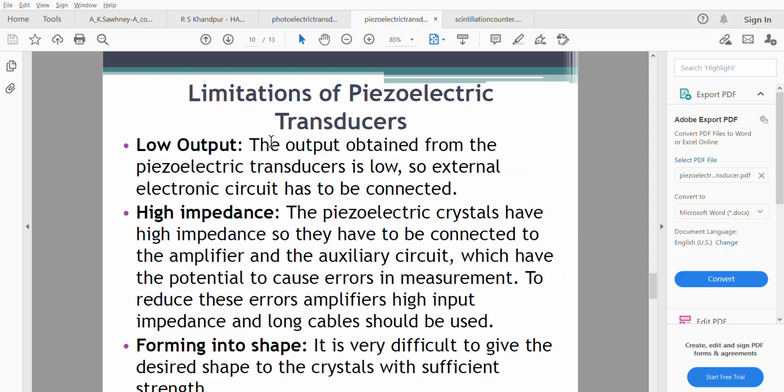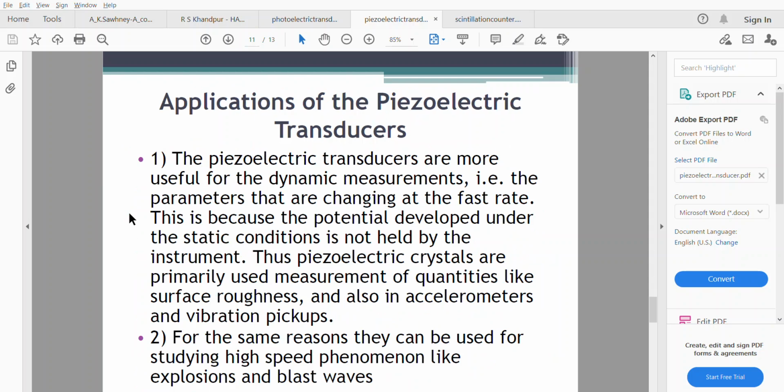The limitations: since it has low output and high input impedance, it requires a sufficient amplification circuit to faithfully reproduce the electric charge from the crystal. Forming into different shapes is a problem for naturally occurring crystals, but for man-made substances, they can be fabricated based on required needs. Now, the applications of piezoelectric transducers.